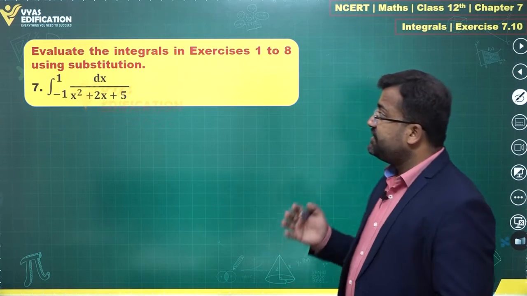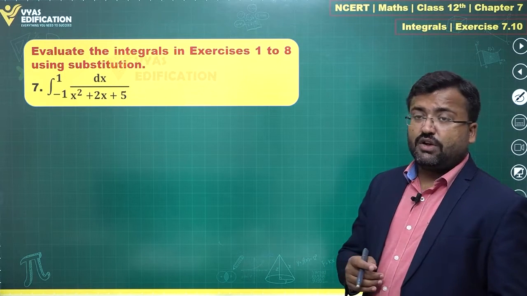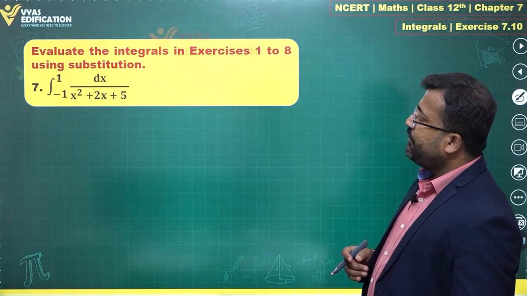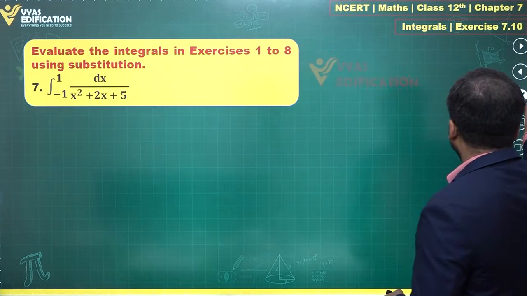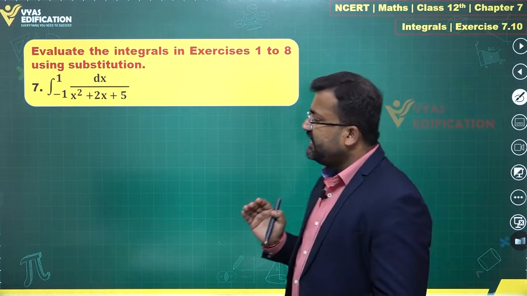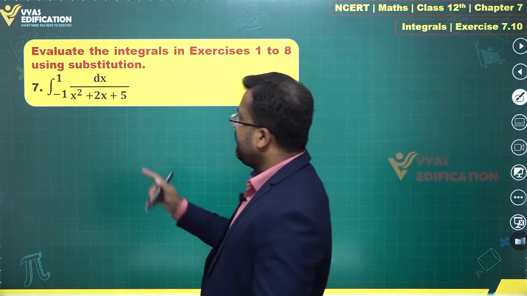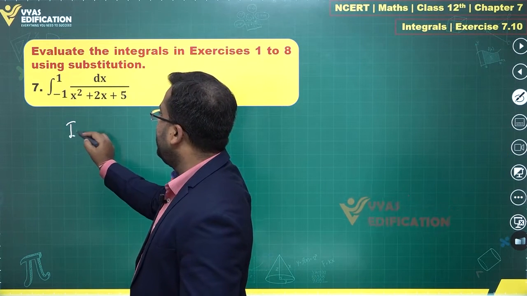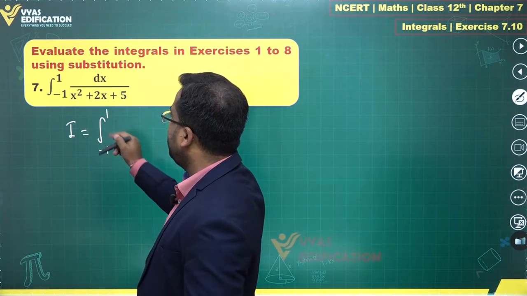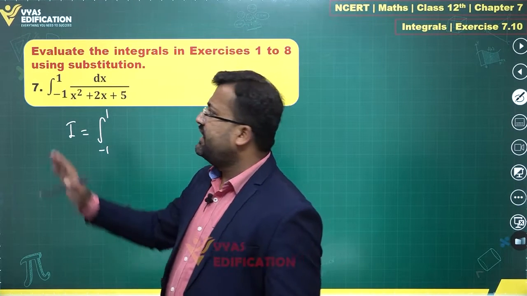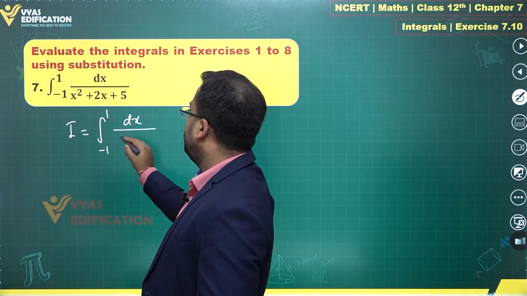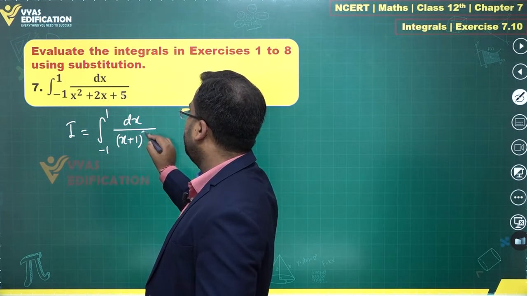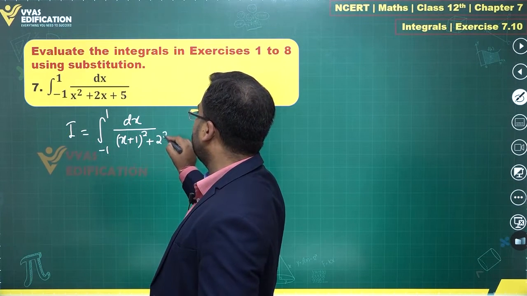Question number 7 says, evaluate the integral from minus 1 to 1 of dx upon x square plus 2x plus 5. So once again, the process is simple. What you have in the denominator is a quadratic. We'll have to convert that into a perfect square. I is the integral from minus 1 to 1. Converting this into a perfect square is not difficult. This is x plus 1 whole square plus 4, which is 2 square, right?